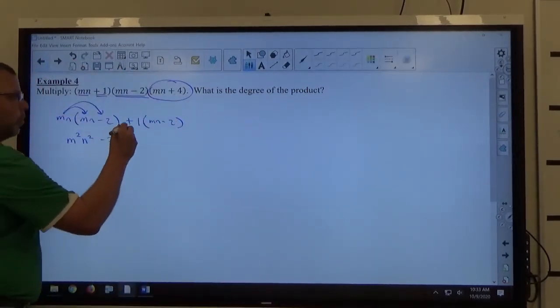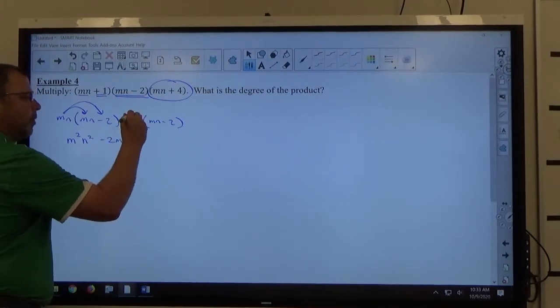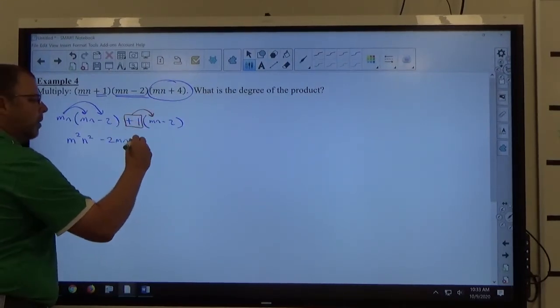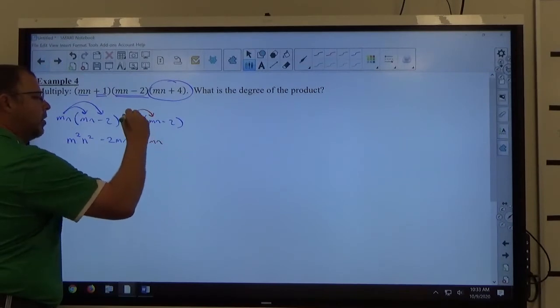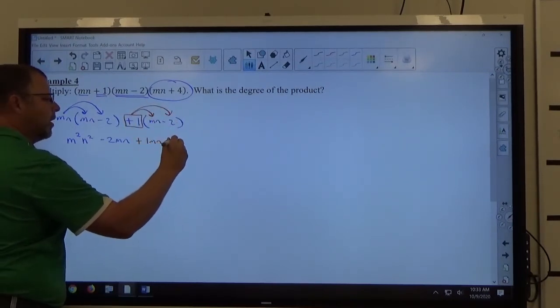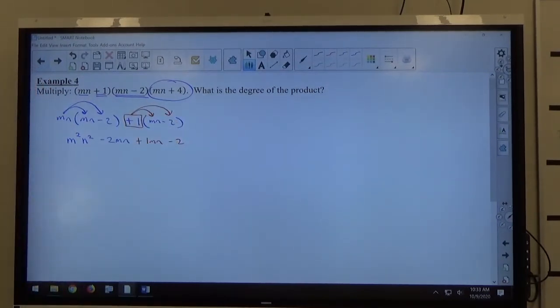Then I have plus 1 in front of this. I'm going to multiply plus 1 times mn. I get plus 1mn. And I do plus 1 times minus 2. I get minus 2. In each case, when multiplying, if the signs match, I get a positive. If the signs are opposite, I get a negative. Positive is addition. Negative is subtraction.